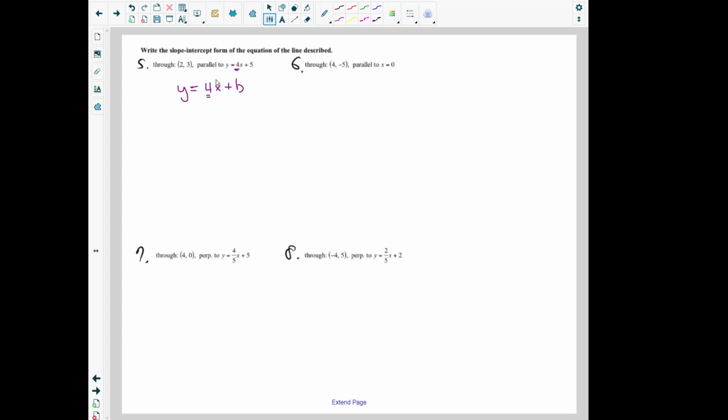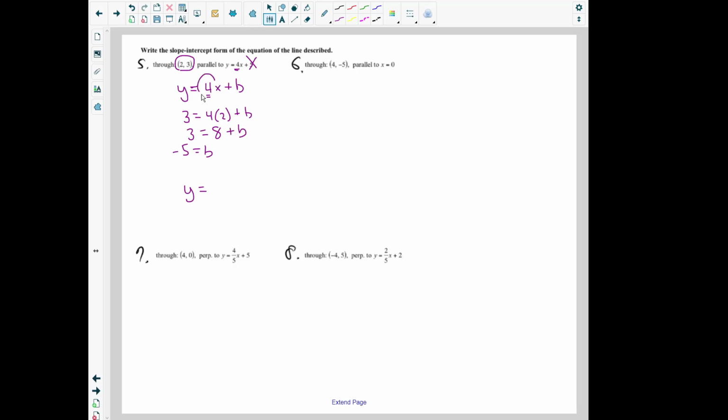So again, to find b, I just plug in the point. Don't use the 5. This has no bearing on the problem whatsoever. So I'm going to plug 3 in for y, and I'm going to plug in 2 for x, and solve for b. So 3 equals 8 plus b. Subtract 8 from both sides. b equals negative 5.